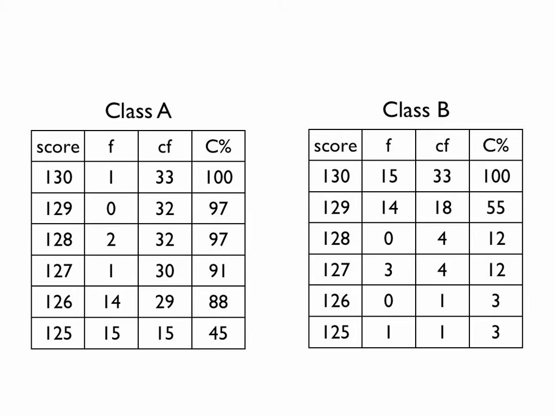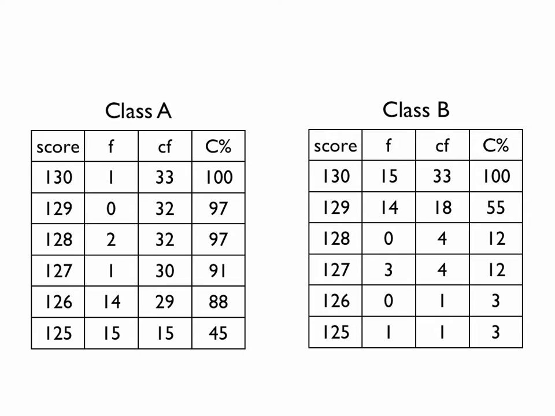So if you have a score, you can read its percentile rank from the table. If I wanted to look at Class A and ask what's the percentile of a score of 125, I can look at the cumulative frequency distribution, or the percentile, and I can see that a score of 125 is at the 45th percentile. And a score of 129 in Class A is at the 97th percentile.